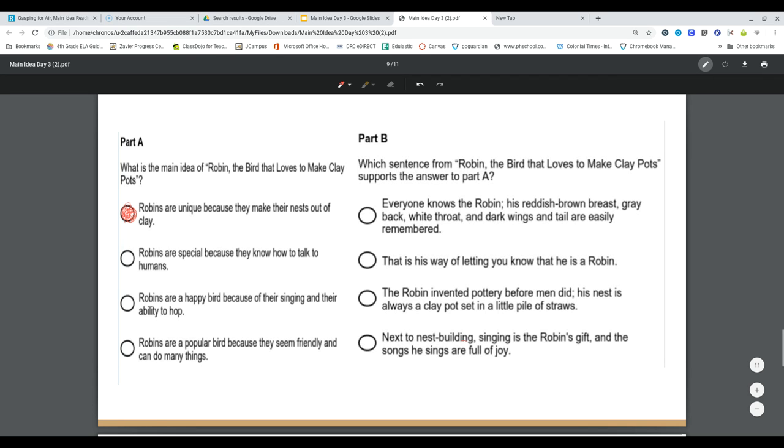It wouldn't be singing as the robin's gift. Okay, this one mentions pottery. So I'm thinking strongly that this would be my best choice. This one doesn't support nest and clay. And this one just goes on to describe the reason the robin is so popular because of his color and these things. So here, again, I see the word nest and I see clay. And so this supports my answer to part A.